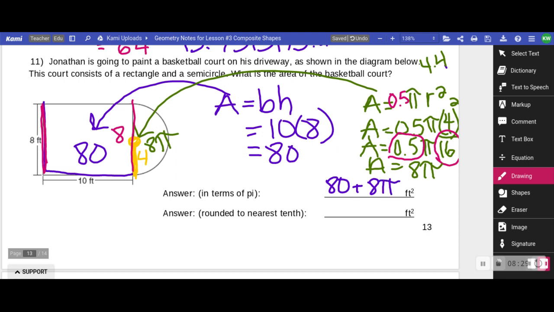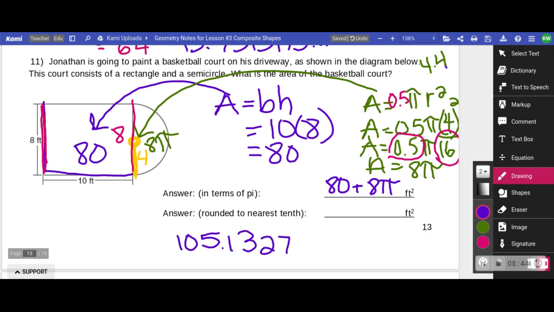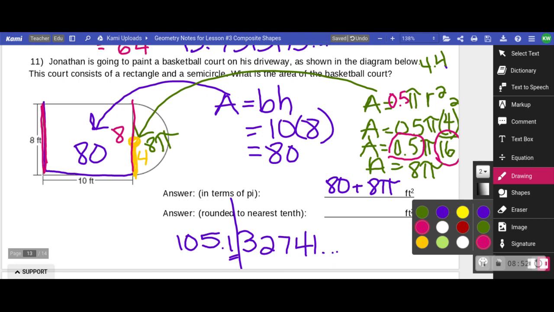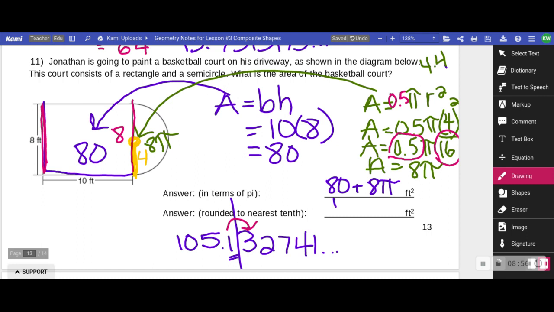Now I can't make that 88 pi because one of the numbers has pi and one of the numbers does not. All right, so go ahead and plug that in your calculator so that we can round it to the nearest tenths place. When you plug it into your calculator, you should get 105.132741... Now the tenths place has a 1 in it, so I'm going to cut it off right there. Looking over, I'm not going to round it up. I'm just going to keep it the same. So it's 105.1 square feet.